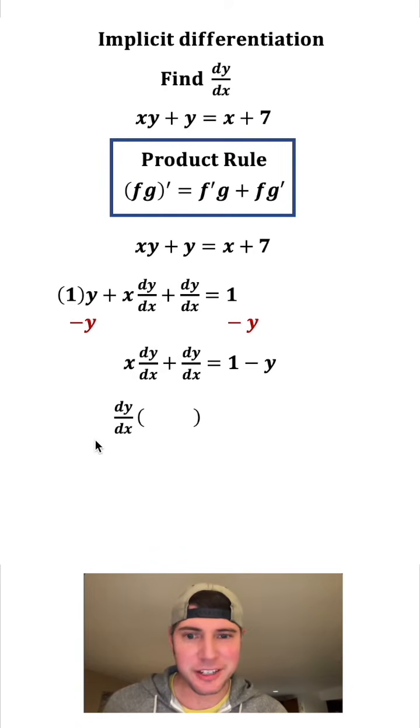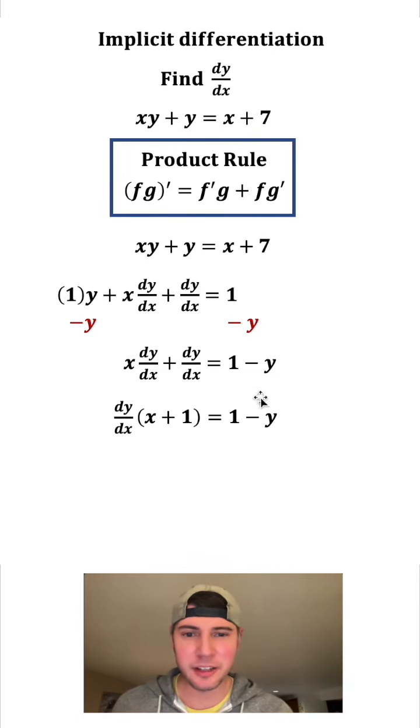Next, we're going to factor out that dy/dx. dy/dx times what gives us x dy/dx? Well, that's x. And then dy/dx times what gives us dy/dx? Well, that's plus 1. And let's bring down the 1 minus y.